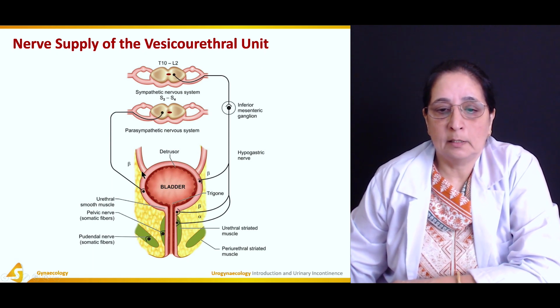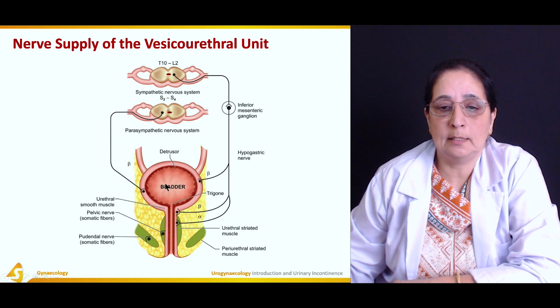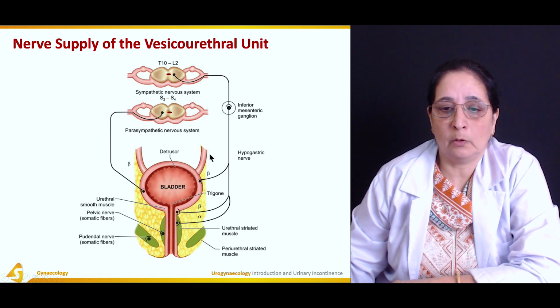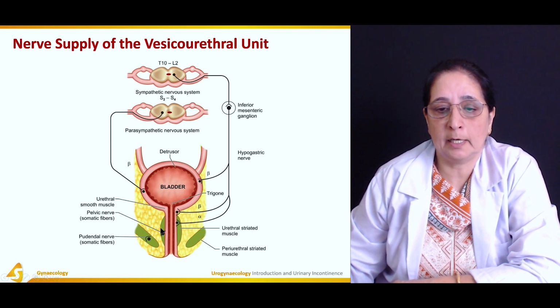As we discussed earlier, this is the bladder. These muscles in the bladder are the detrusor muscle. These are the detrusor muscles. The trigone is made up of the orifice of the ureter and the urethral orifice.